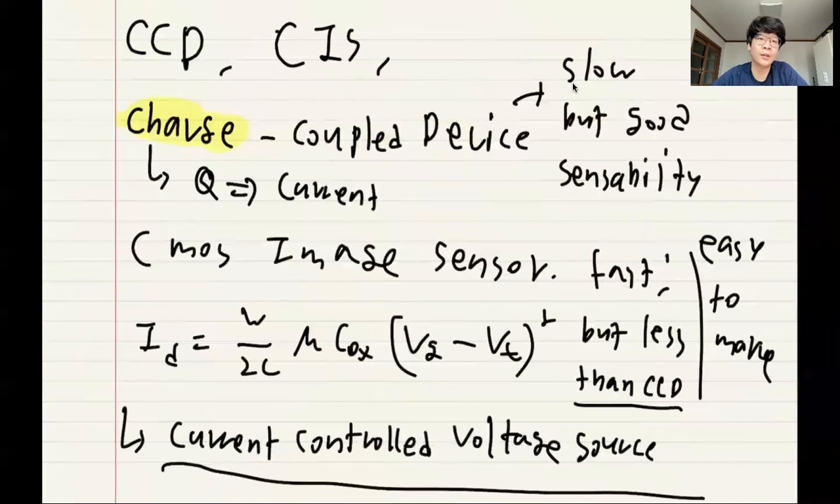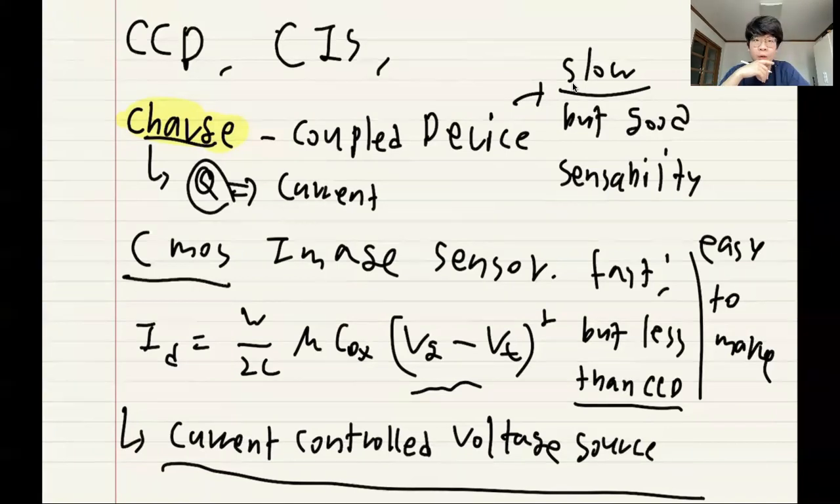And there is CCD and CIS. The CCD means charge coupled device, which senses light using charge. So it is slow, but it has good sensitivity. However, the CIS, the CMOS image sensor, uses a voltage difference, using this characteristic of the MOSFET. It is fast, but has less sensitivity than CCD. However, there is another advantage for the CIS, which is that it is easy to make because it is CMOS. Also, it can be more integrated than the CCD.